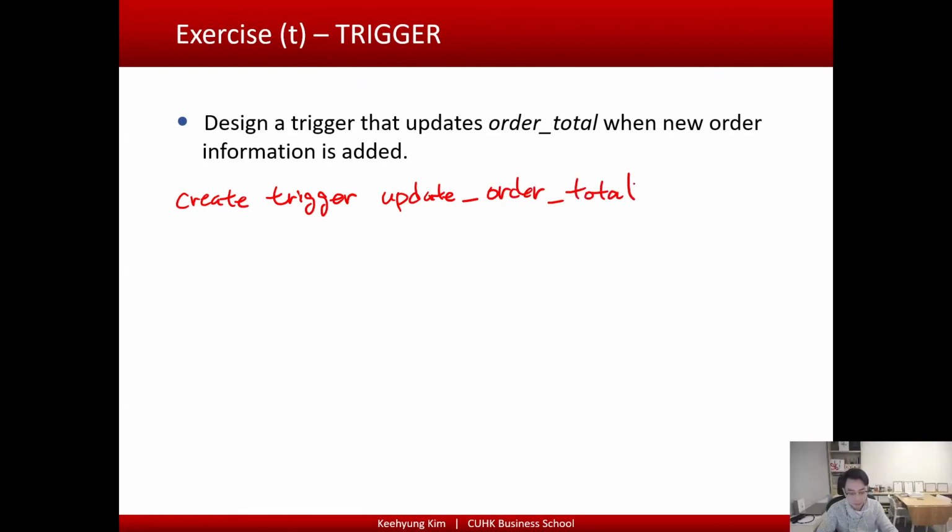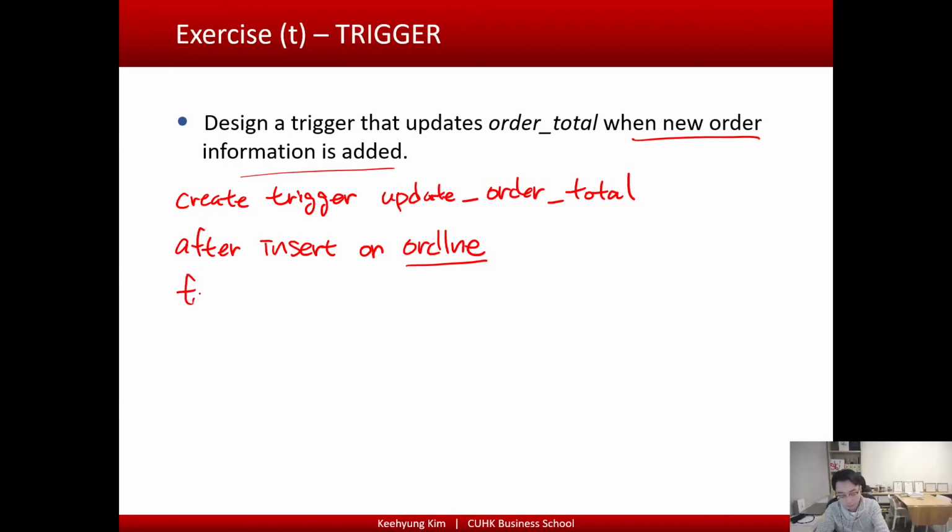So that is my trigger's name, and I have to specify the timing and the event. When a new order is added, after that we have to update the total information. So timing is after, and new information is added, which is insert on table order line in this case. I use order line because for each order there might be multiple products, and whenever a product is added into an order, I want to update the total in the assignment table. Then I can use after insert on, and for the table, I specify order line. So whenever new information is added there, I update this field, and I put the for each row statement.